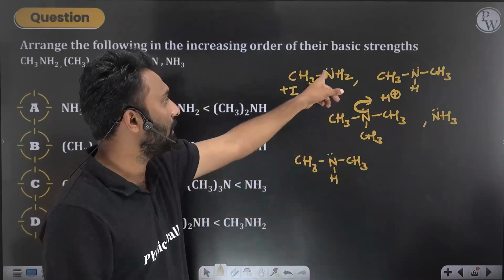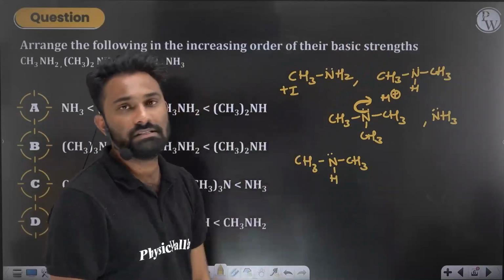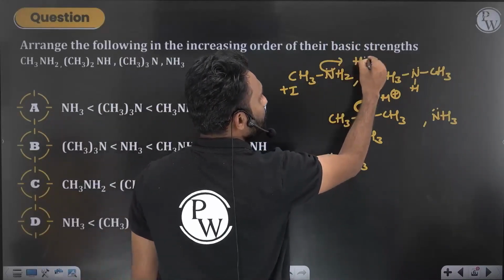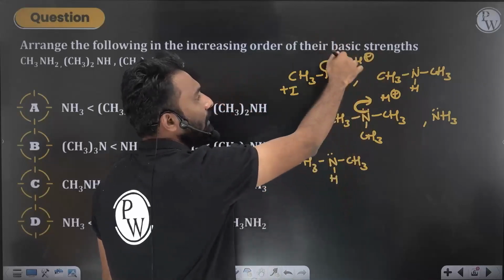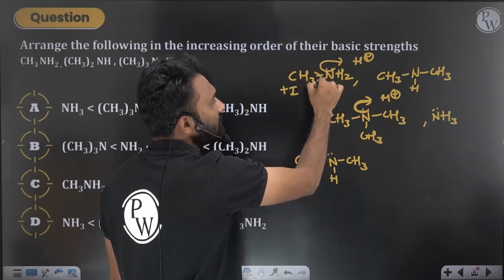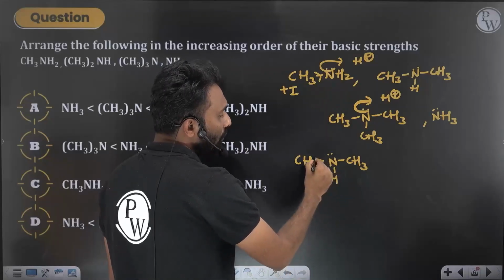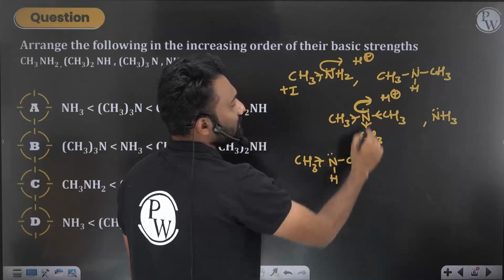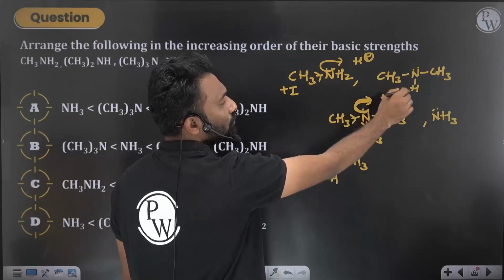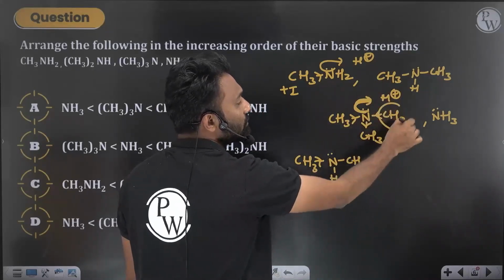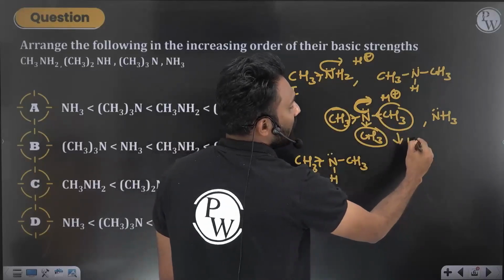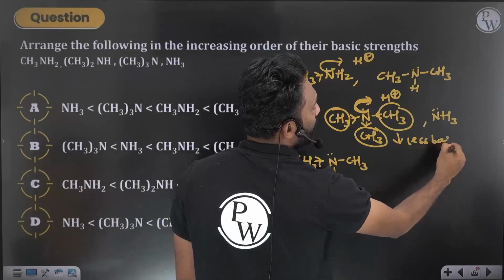In the primary amine, the lone pair of electrons will readily be given to the H plus, the electron deficient species, and this is stabilized by the plus I. But here, only the plus I groups are present, and the lone pair of electrons is not available to give to the solution due to these bulky groups. That is why this is less basic compared to the primary.